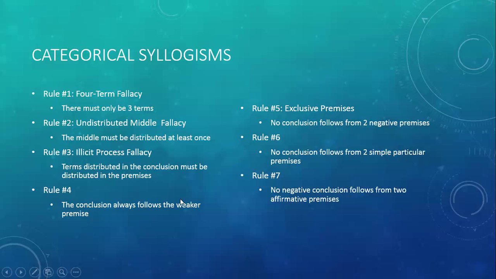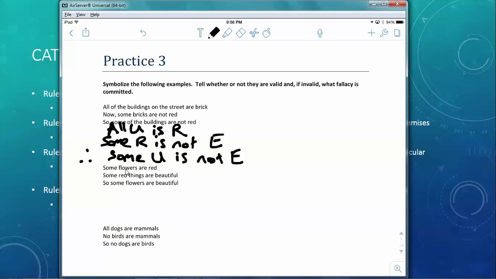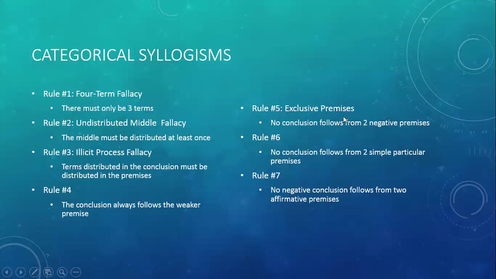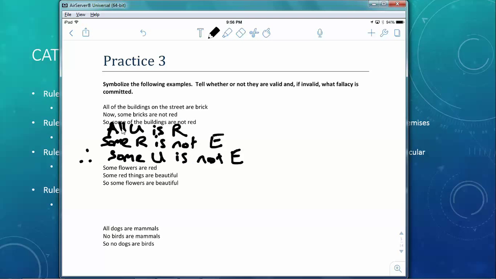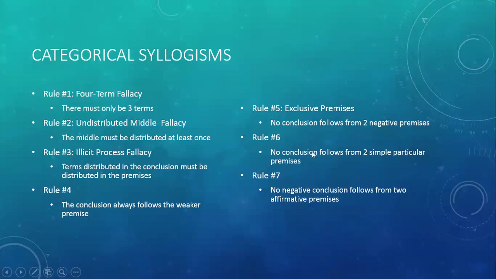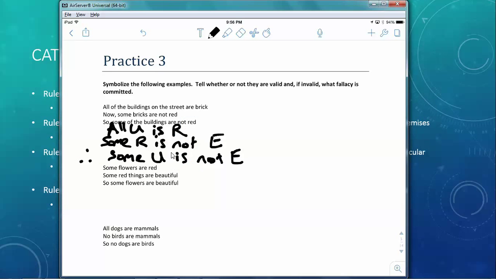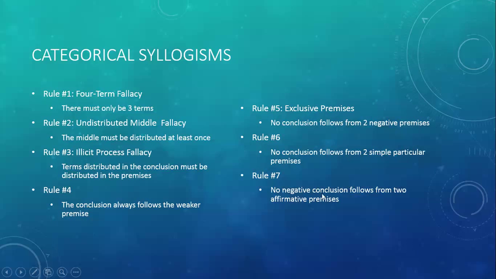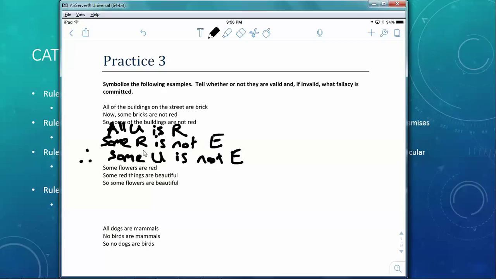Conclusion always follows the weaker premise. Some up here, some down here. Sweet. No conclusion follows from 2 negative premises. I have an affirmative one here, so I'm good on that one. No conclusion follows from 2 simple particular premises. I have an all here, so I don't have to worry about that one. No negative conclusion follows from 2 affirmative premises. I have a negative premise right here, so I'm good on that one. So the one this commits, though, it only commits rule number 2, undistributed middle fallacy.